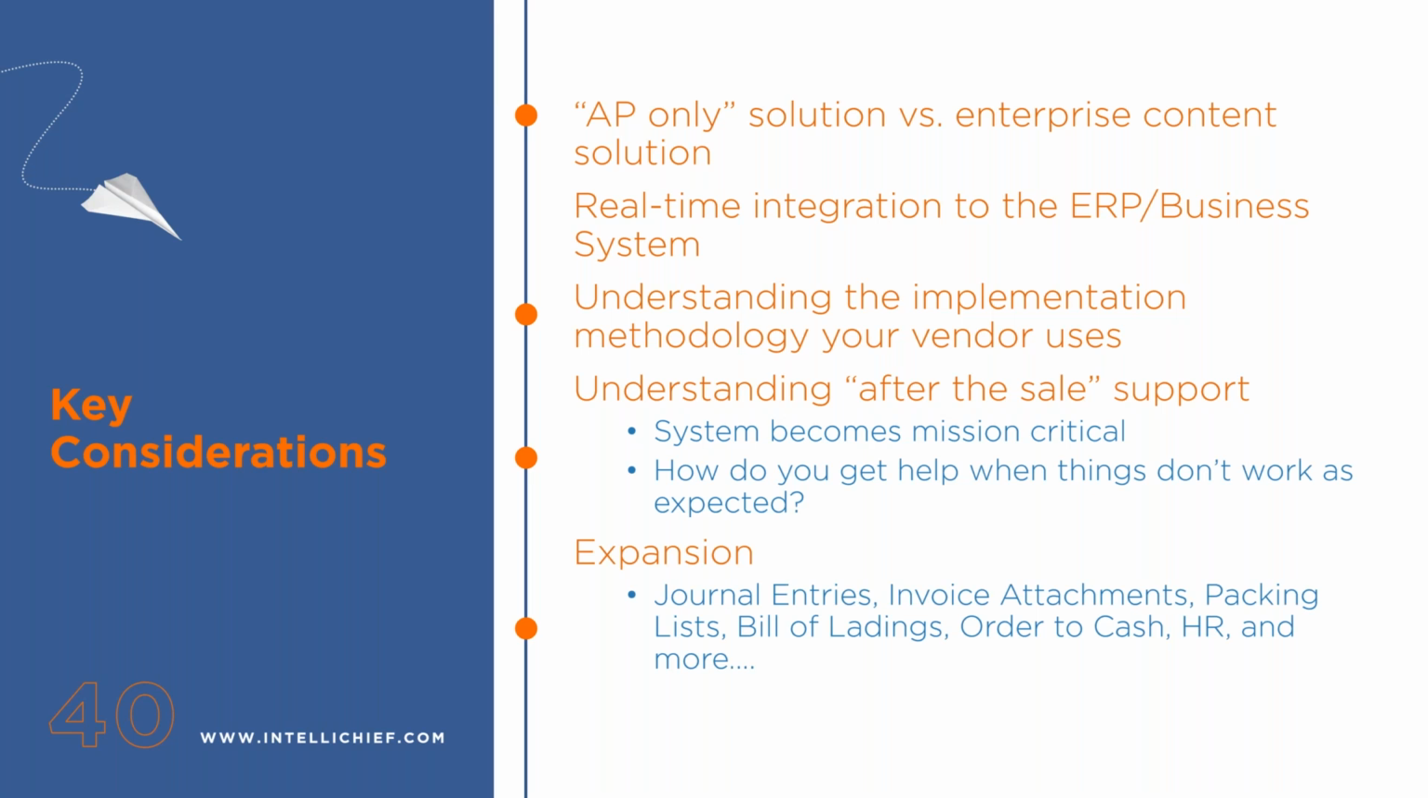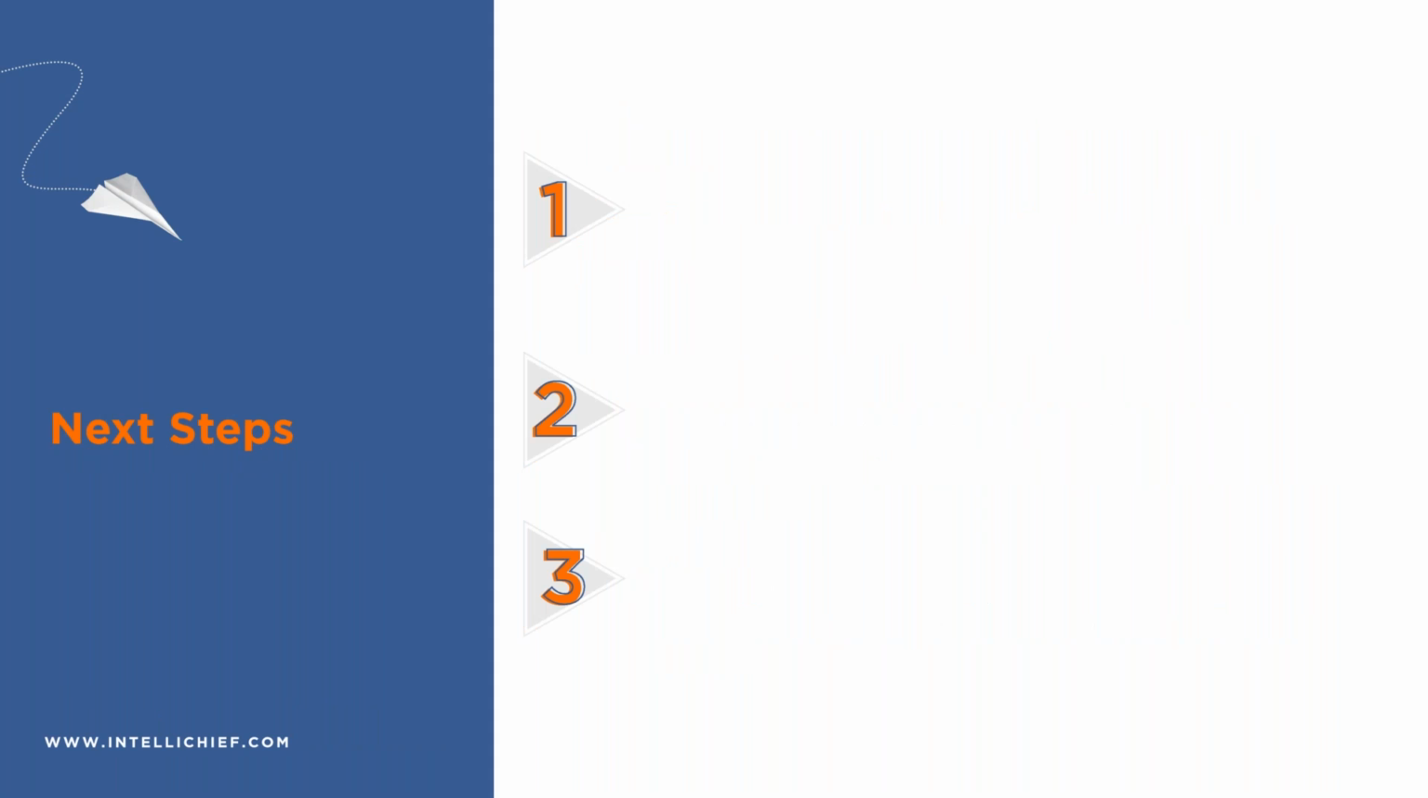So expansion: journal entries, attachments, packing list, bill of lading, whole other areas, order to cash instead of procure to pay. So those are some of the things you might consider as you take on, even though it's an AP automation project, just things in the back of your mind. Once it's successful, you're going to want to roll it out to everything that's manual in the organization.